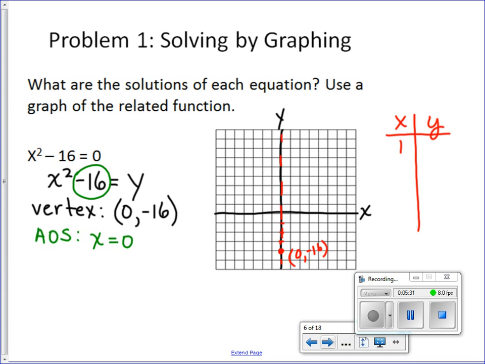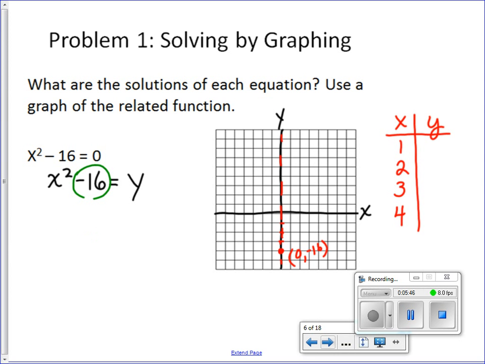All right, let's make an XY table and graph just a few points. Let's pick x equals 1, x equals 2. We'll go ahead and pick x equals 3 and 4. All right. I'm going to erase a little bit of this here just to make room for some computation. And so we're going to select 1. What if x was 1? We would have 1 squared minus 16. So to get our y, 1 squared is 1, minus 16 is negative 15. So when x is 1, y is negative 15.